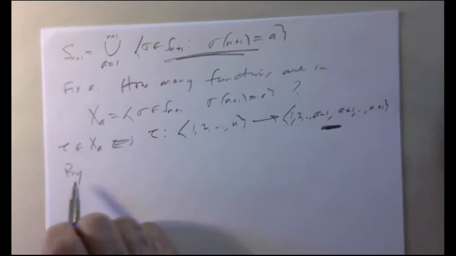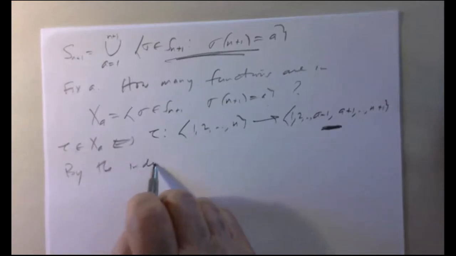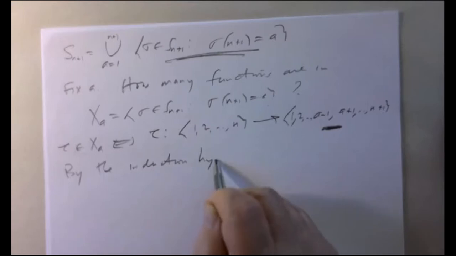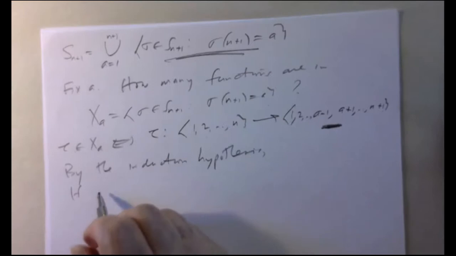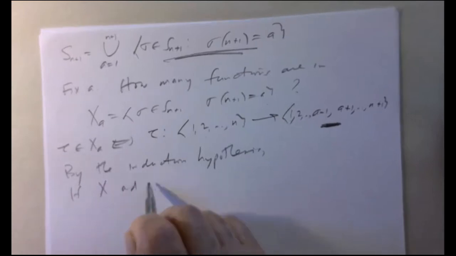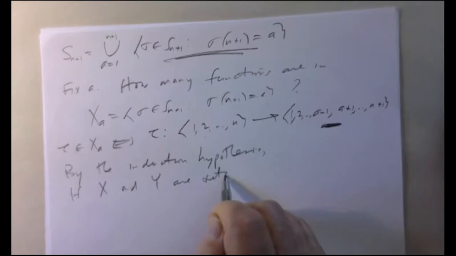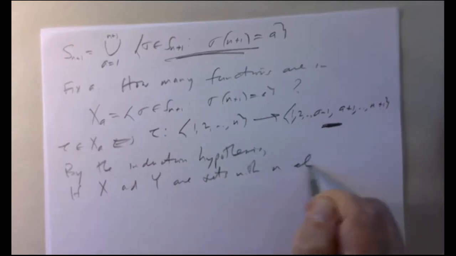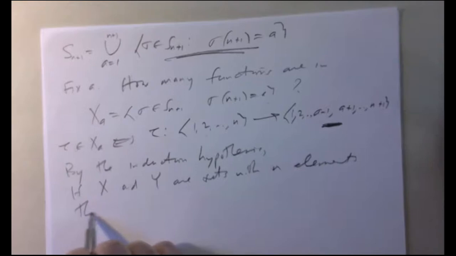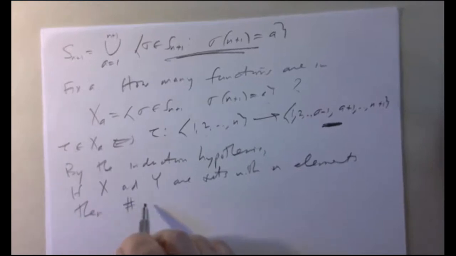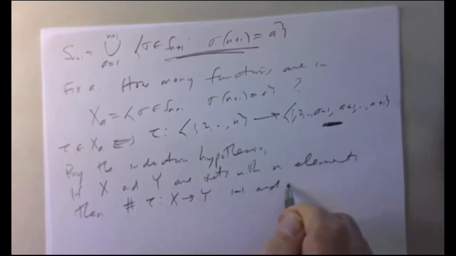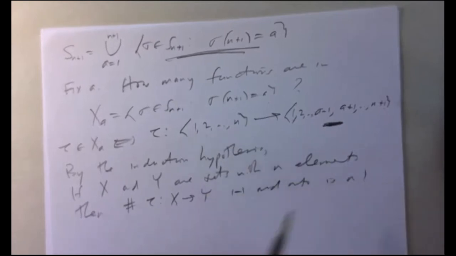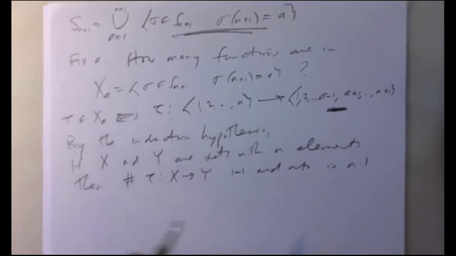And by the induction hypothesis, this is the way I should state it carefully. If X and Y are sets with exactly n elements in each of them, then the number of functions from X to Y that are 1 to 1 and onto is n factorial. So each of these sets has n factorial.